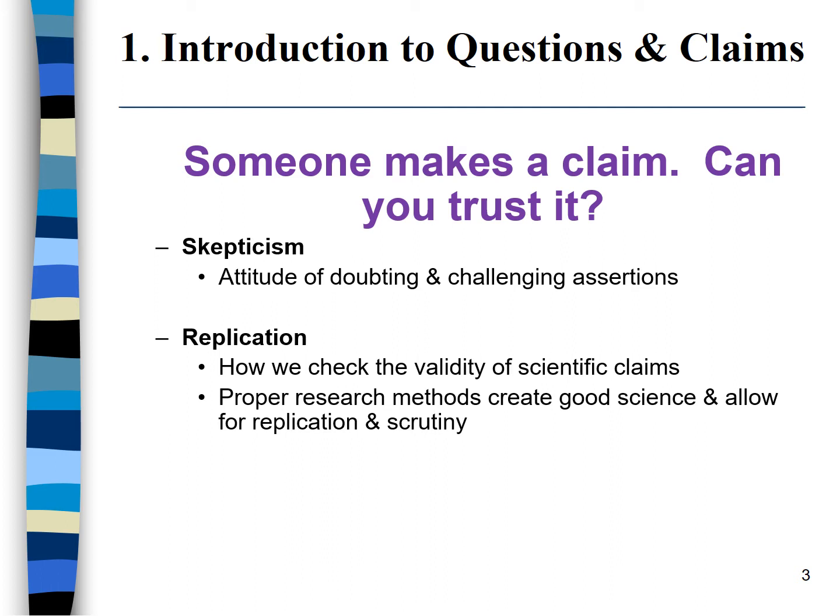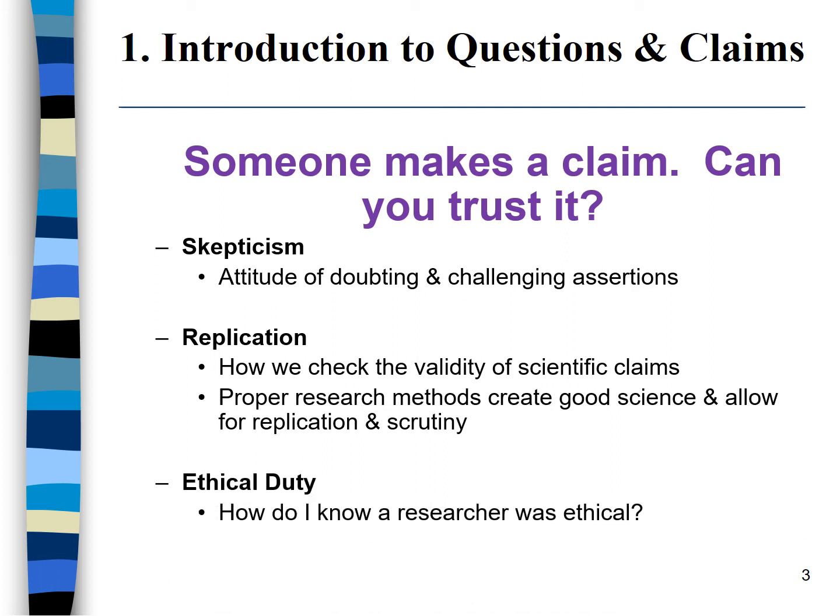So skepticism and replication are going to be two key things to always keep in mind. If something's true, and it is a fact, it should be able to be replicated from one study to the next. And that's one of the things we want to do when we scrutinize research. Let's go ahead and move on. So one other thing we want to make sure of is the idea of what we call ethics.